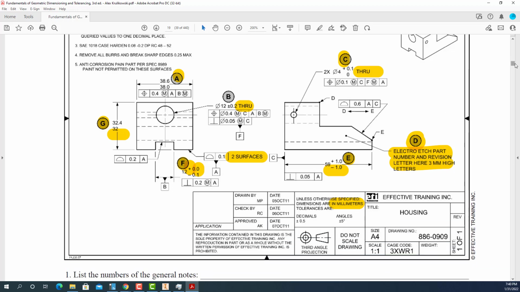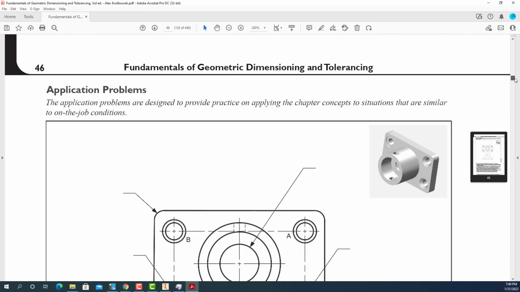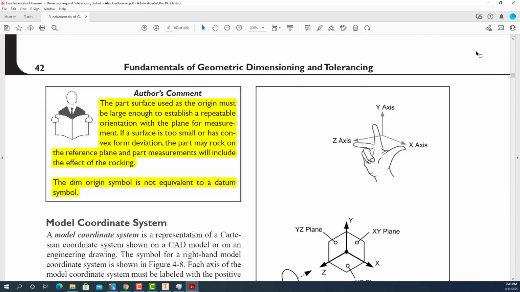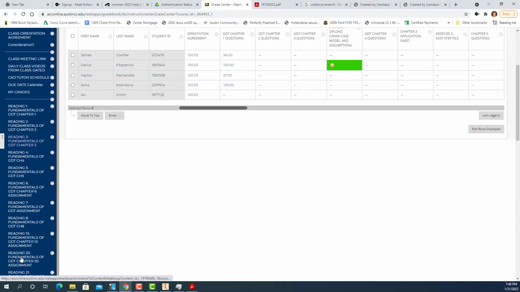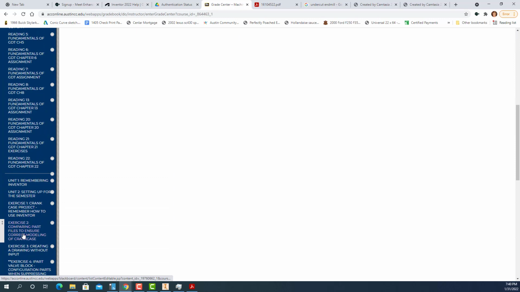All right, you guys got it? Thank you so much for today. We are going to talk about your next exercise on Wednesday, and that will be exercise 2. If I pull this over here to show it to you, we go down to exercise 2, comparing the part files to ensure correct modeling of the crankcase. Now, it may not be the correct modeling. I just want you to make your part match the part that you import. And we're going to talk about how to do that.